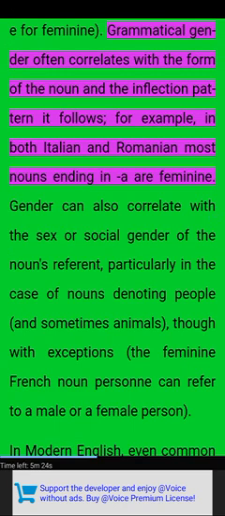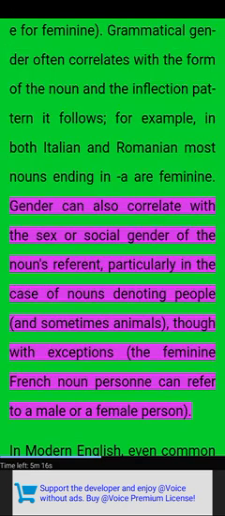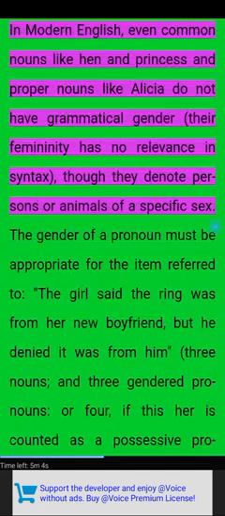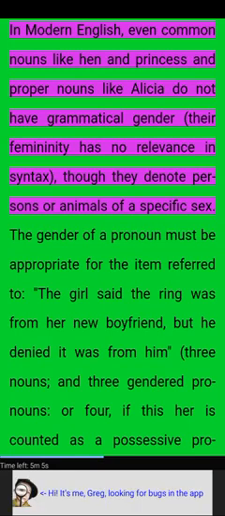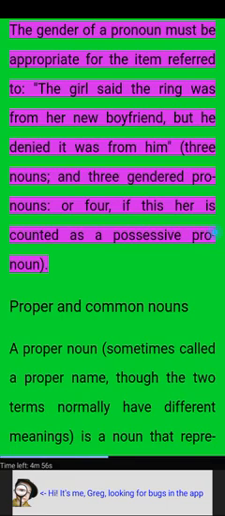For example, in both Italian and Romanian, most nouns ending in a are feminine. Gender can also correlate with the sex or social gender of the noun's referent, particularly in the case of nouns denoting people, and sometimes animals, though with exceptions. The feminine French noun personne can refer to a male or a female person. In modern English, even common nouns like hen and princess and proper nouns like Alicia do not have grammatical gender. Their femininity has no relevance in syntax, though they denote persons or animals of a specific sex. The gender of a pronoun must be appropriate for the item referred to. The girl said the ring was from her new boyfriend, but he denied it was from him. Three nouns, and three gendered pronouns, or four, if this her is counted as a possessive pronoun.